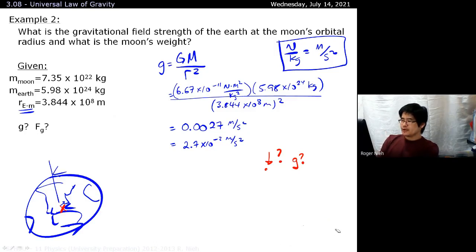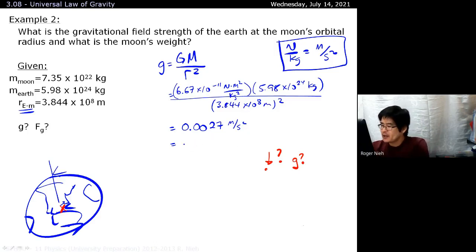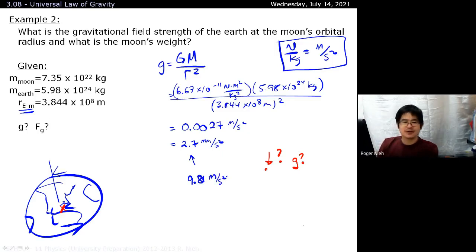Okay, so let's try to figure out what that number really means. We know it's a tiny little number, so how about I treat it as something that more of us can better appreciate. 0.0027 has the same meaning as 2.7 millimeters per second squared. And we're trying to compare that with 9.81 meters per second squared. In other words, the gravitational field strength, or your force of attraction from that far away, is peanuts compared to where it is at Earth.